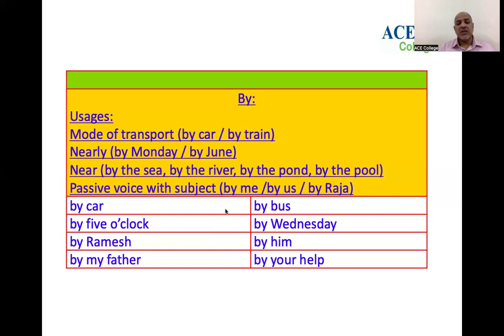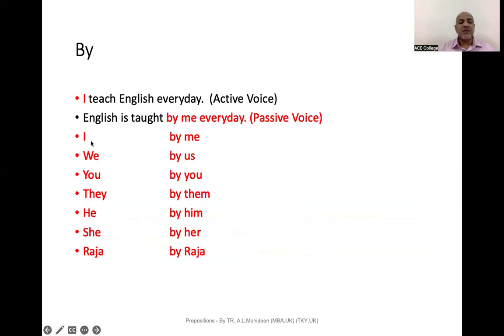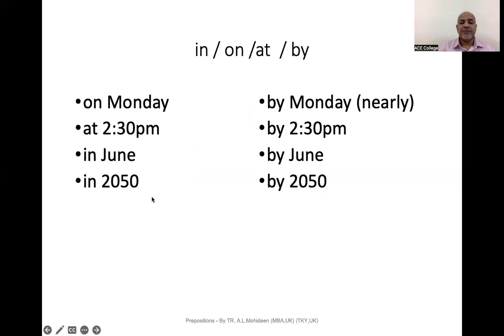So these are the things you have to remember how to use. For example, I, by me, right? Start with "I" as subject. When you are changing subject into object: by me, we by us, you by you, they by them, he by him, she by her, Raja by Raja. So these are the things you have to remember.